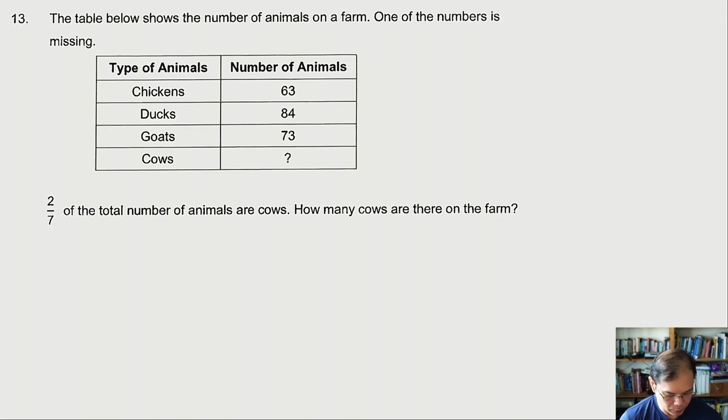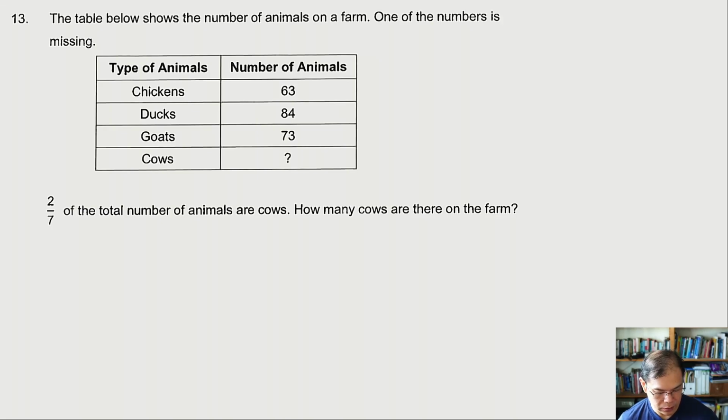Number 13. The table below shows the number of animals on a farm. One of the numbers is missing. So if you look at the table, what is the missing number? I do not know how many cows there are on the farm, right? I do know that there are 63 chickens, 84 ducks, and 73 goats. But I do not know how many cows there are. And the question says that 2/7 of the total number of animals are cows. So how many cows are there on the farm?